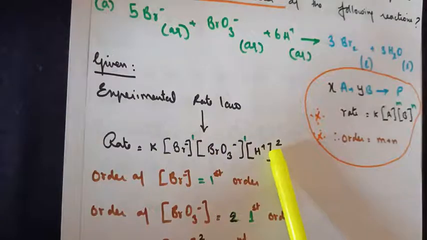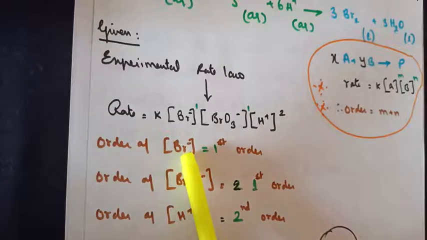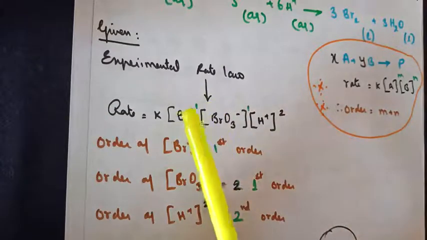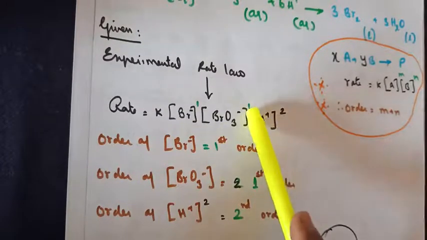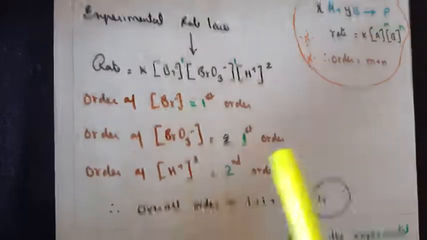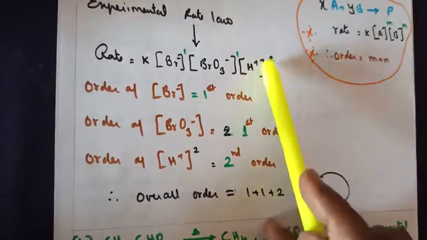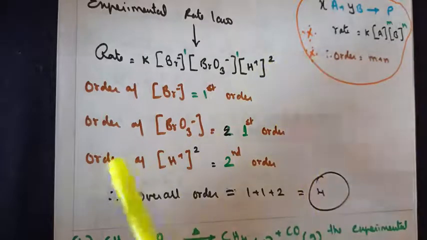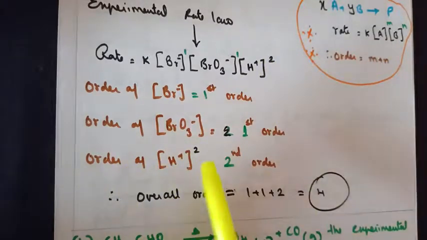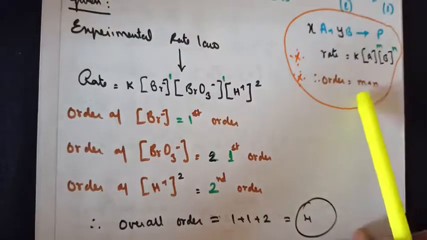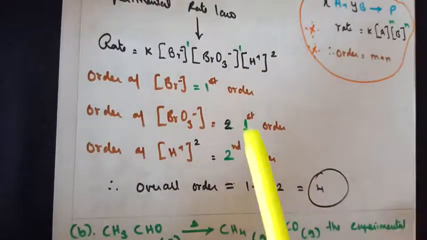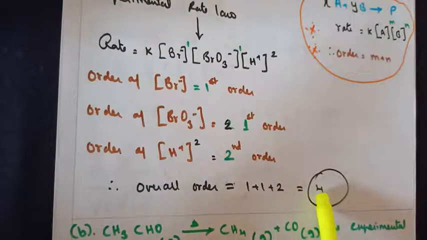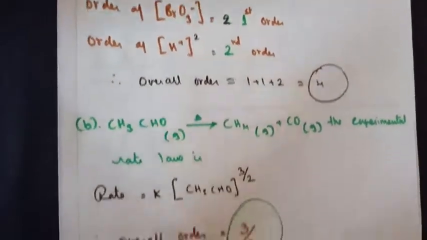Now from this information, you have to calculate the overall order. Order of Br minus: when they don't give you anything, we imagine it to be 1, so it's first order. Order of BrO3 minus: again they have not given anything, so we imagine it to be 1, hence it's also first order. For H plus they have given 2 in the question itself, so the order of H plus is 2. For overall order, remember the formula m plus n: add the powers of any variables. So 1 plus 1 plus 2 gives us 4 as the answer. We have got the answers.